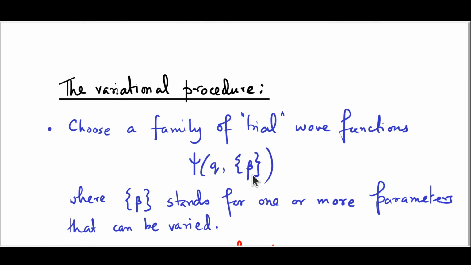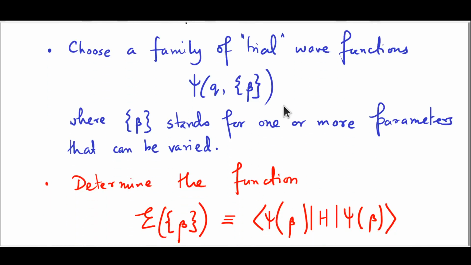Now, using this family of trial wave functions, we can calculate the expectation value of the Hamiltonian. And the expectation value, of course, will depend on the parameters beta. And this is what I call curly E of beta. This, remember, is not the energy eigenvalue of the system in general. This is just the expectation value calculated within this family of trial wave functions. And of course, as you vary the wave function within the trial set by varying the parameters, the expectation value is going to vary. But remember, the expectation value will always be greater than or equal to E0. That was our variational principle.